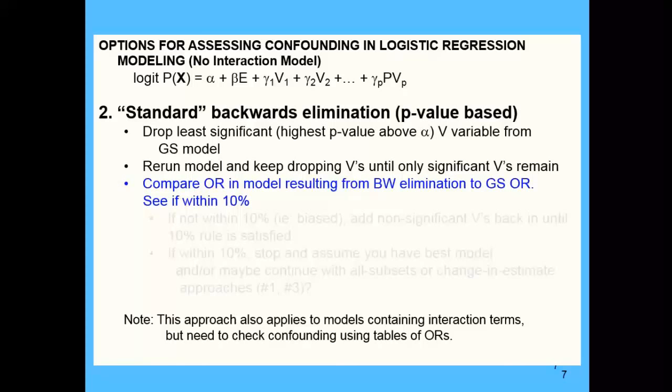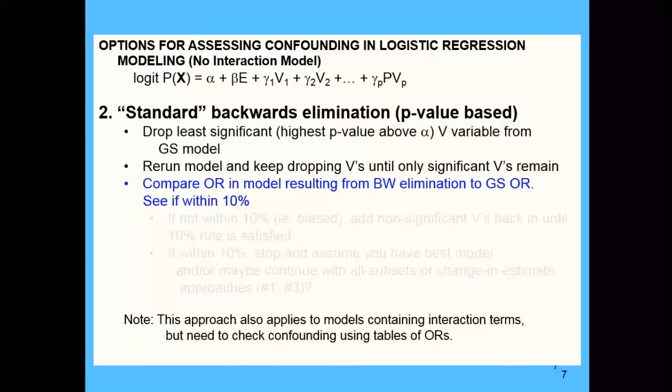But the caveat to all this is, and I said this before, I'm just saying it again, what if you get down to these 3 variables, you drop 7, you look at E to the beta for the model with the 3 variables, and that E to the beta is more than 10% different than the gold standard. That means that model that you got down to 3 variables doesn't control for confounding, because it's giving you a different answer than the gold standard, a meaningfully different answer. So you can't use that model.